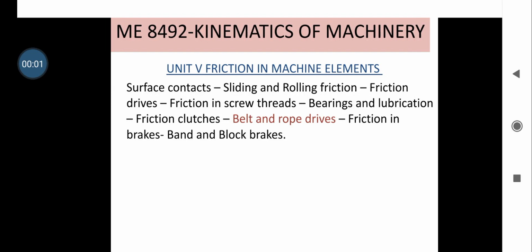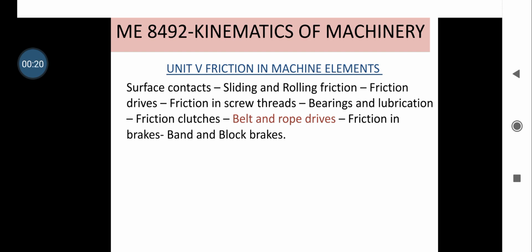Subject ME8492, Kinematics of Machinery, 5th unit: friction in machine elements. In that 5th unit we are going to discuss the belt and rope drives.